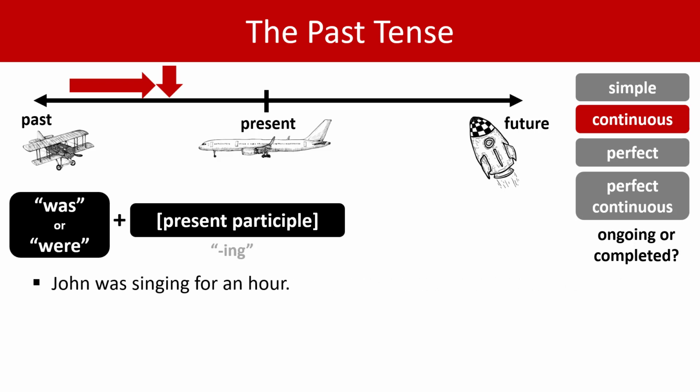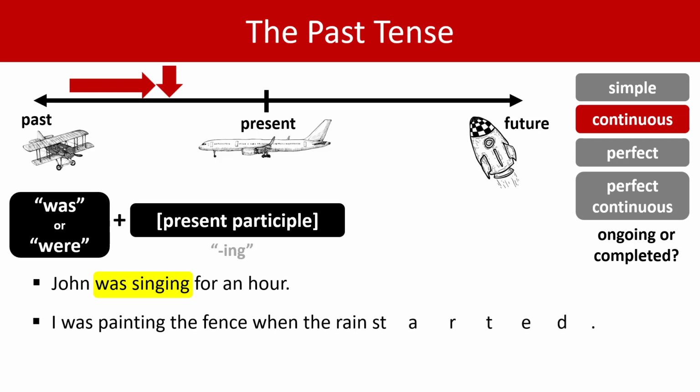John was singing for an hour. Was singing. So you can see that that's an ongoing activity in the past. On this occasion, we don't have another activity. You do not always have to have one. Let's look at an example that does have another activity. I was painting the fence when the rain started. Was painting. So here you can see an ongoing activity when another activity started.